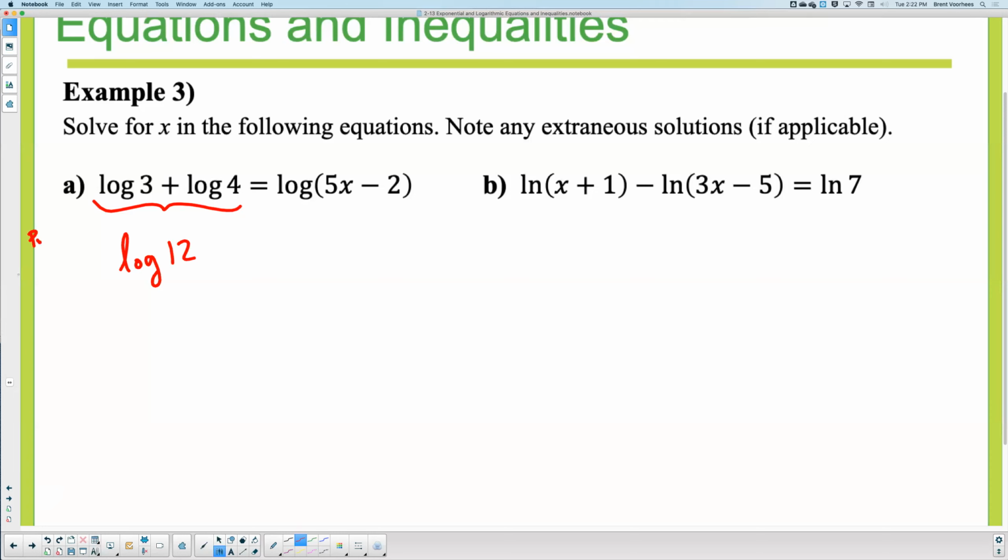So on the side, I'm going to write product property. Since this is new information, I know I was not doing this on the algebra method 1 problems we've had. Example 1, example 2, I wasn't writing the properties down. I'm going to do it here just because this is new, to remind you. So we have log 12 equals log of 5x minus 2.